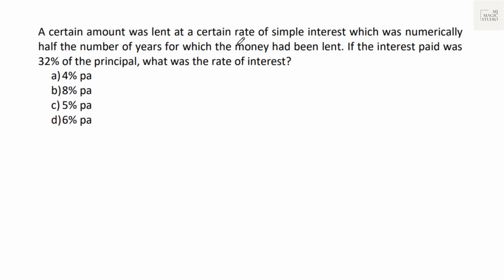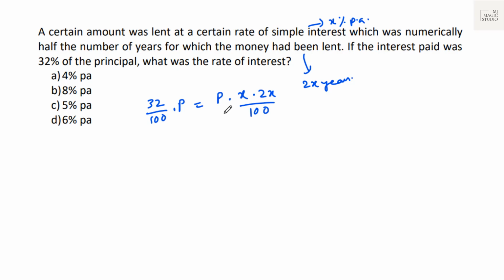A certain amount was lent at a certain rate of simple interest, which was numerically half the number of years for which the money has been lent. Suppose the money has been lent for 2x years, so the simple interest rate would be x% per annum. If the interest paid was 32% of the principal, what was the rate of interest? Interest paid is 32% of the principal, and the interest formula we know is PRT by 100, where R is x and T is 2x. If we solve this, we can find the value of x.